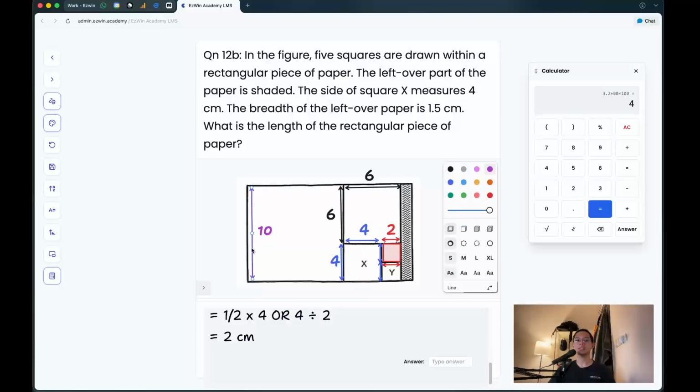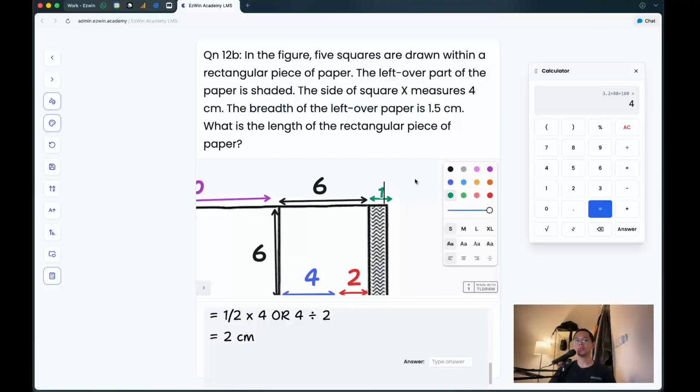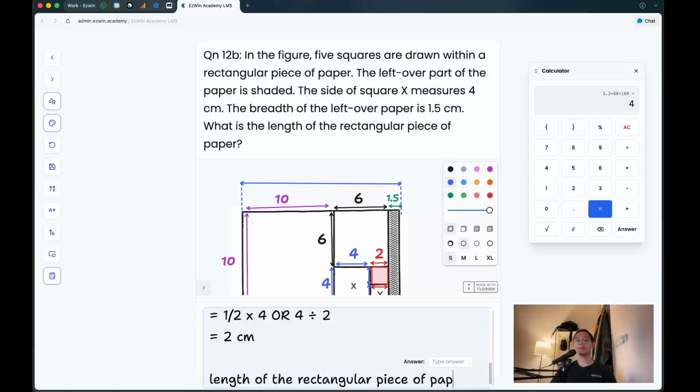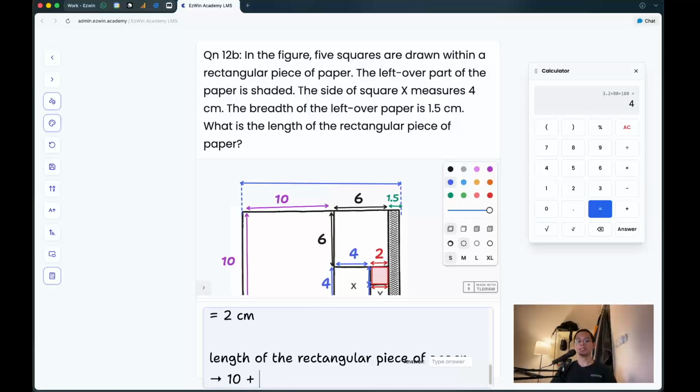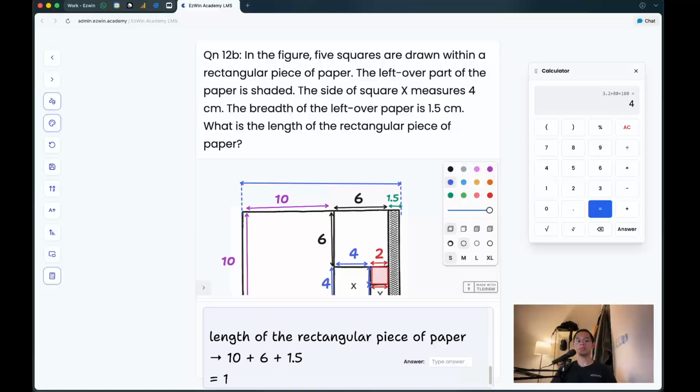10, 10, 10, 10. Okay, since this is a square, that means this is also 10. So the whole rectangular part, okay, but one more. The breadth of the leftover paper is 1.5. So the breadth is the shorter side of things, which means this is 1.5. So that means the length of the rectangular piece of paper is equal to 10 plus 6 plus 1.5. This will give us 17.5.